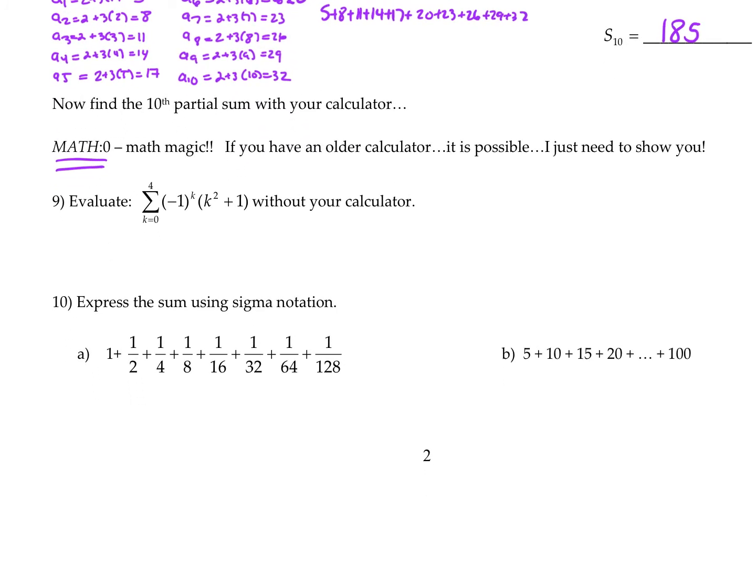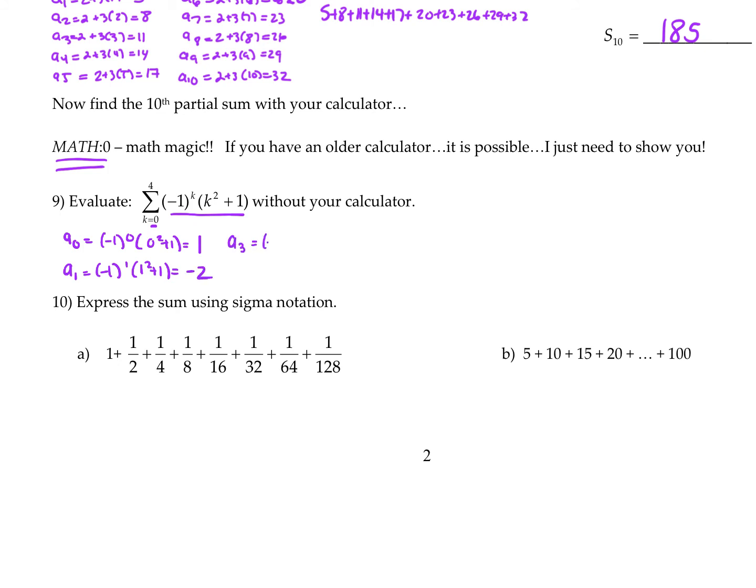All right, now we're going to evaluate this one without a calculator, kind of like we did the one above. Notice I'm starting at 0, so I need to find A of 0 first, which means I plug 0 in for k here. So it'll be negative 1 to the 0 power, and then 0 squared plus 1, so it's just going to be 1. Then I have to find A1, which will be negative 2.